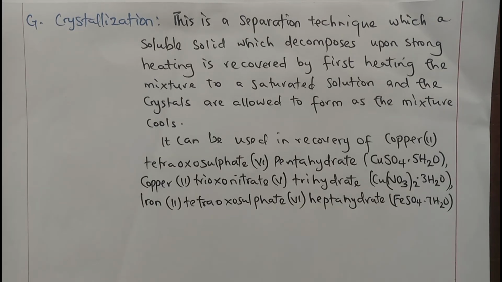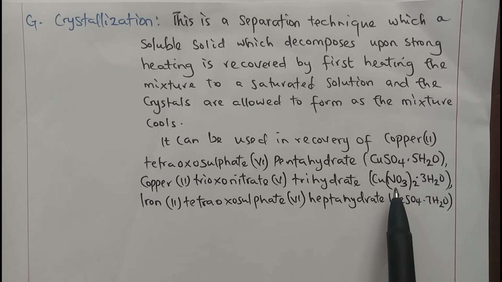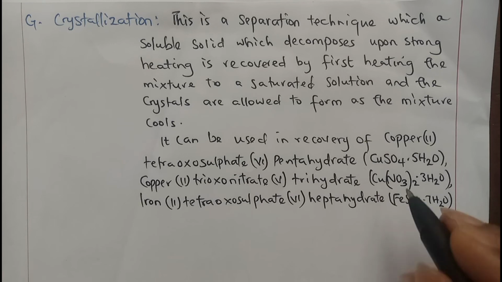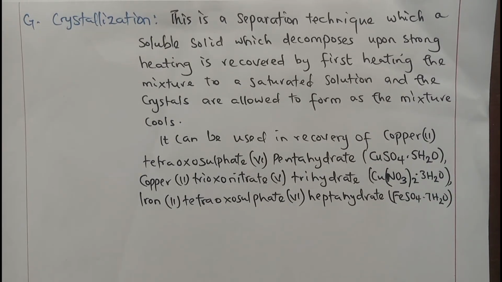Substances like copper 2 tetraoxosulfate 6 pentahydrate, that is CuSO4.5H2O, copper 2 trioxonitrate 5 trihydrate, Cu(NO3)2. Okay, you get that? Okay, iron 2 tetraoxosulfate 6 heptahydrate. These are such that if we heat this strongly, it is highly possible that they will decompose. Therefore, the best way to do this is to heat them to reach their saturated solution. What we mean by saturated solution is their solution in which they have the maximum amount of the solute, which is this salt, that the solution can contain.